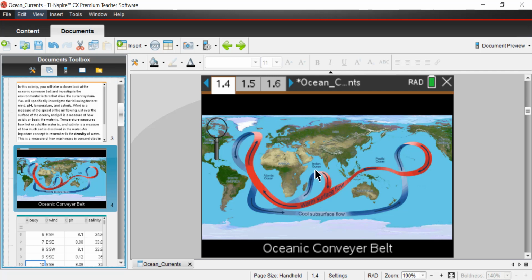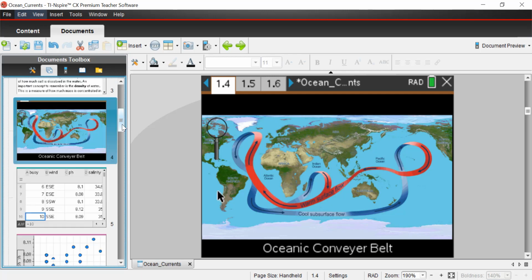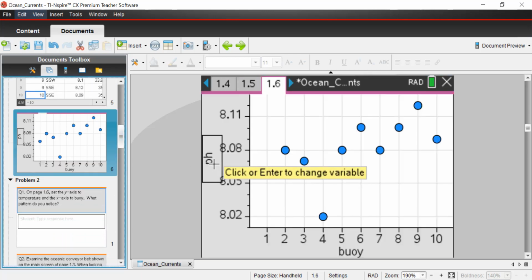So we had buoy 1, 2, 3, 4, 5, 6, 7, 8, and 9 all down here. And so it's interesting that toward the Indian Ocean that water is very salty. Well, let's take a look at the graph. Let's look at salinity.